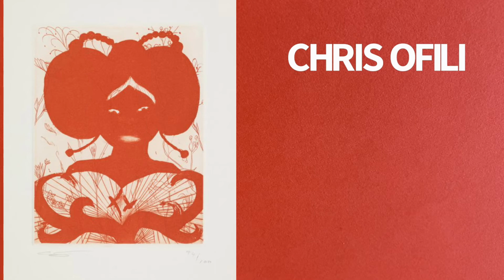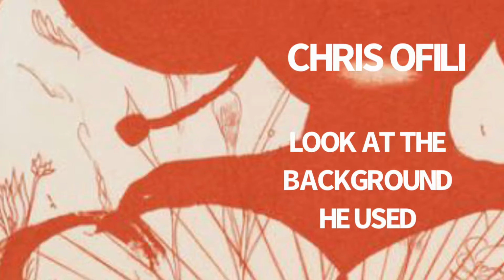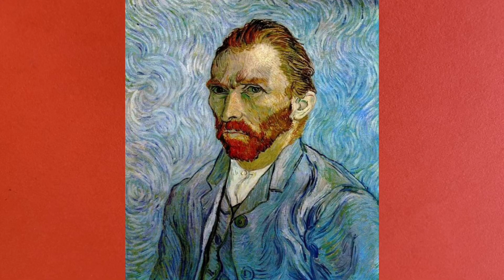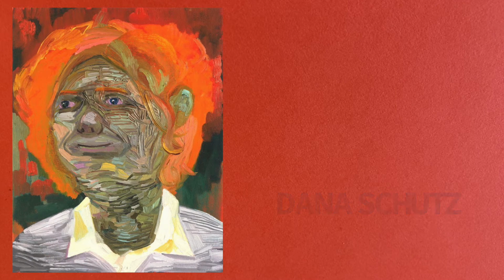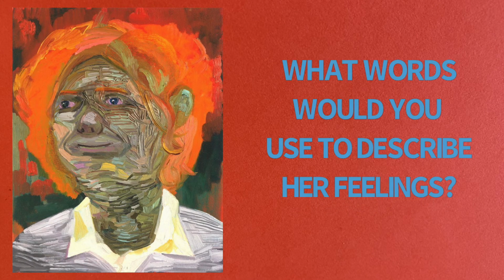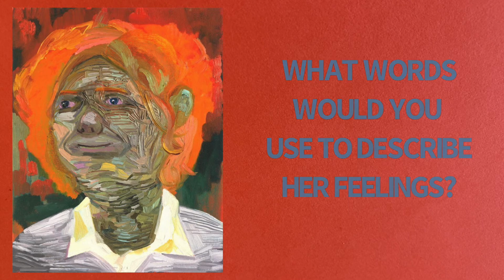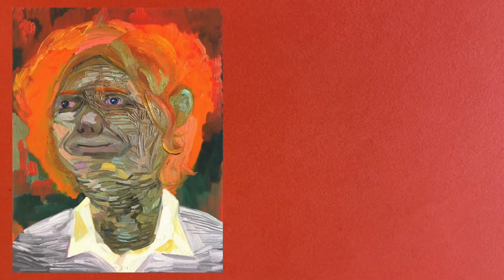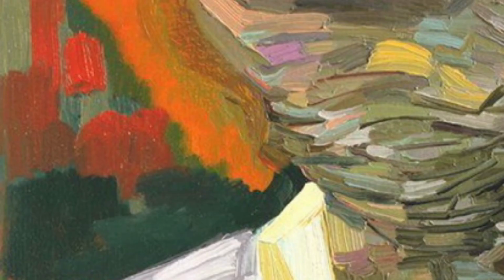Maybe you want to make a background that's a pattern or some lines, but it relates to the portrait that you made. For instance, look at this self-portrait by Vincent van Gogh. Can you see how these swerving lines might relate to his state of mind? Here is a self-portrait by Dana Schultz. Notice how in the self-portrait, she's showing something about her inner state in both her expression on her face and in the way that she painted the background. Can you see that?